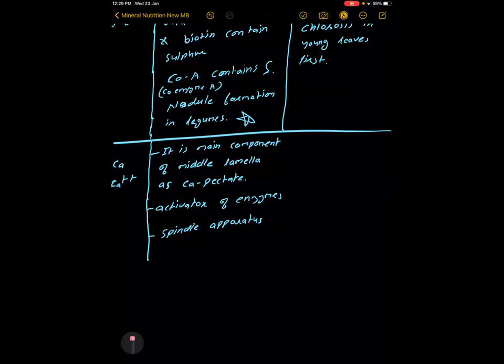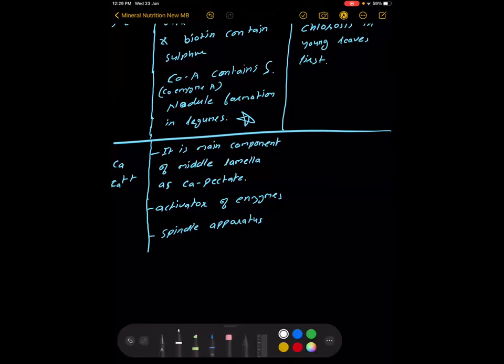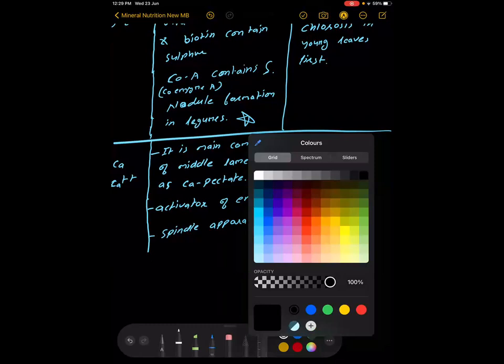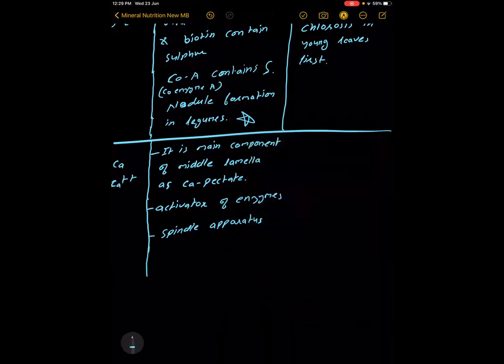So in short, for calcium: middle lamella calcium pectate, activator of enzyme, spindle apparatus, and like potassium. So what is spindle apparatus? In mitosis, microtubules are arranged as spindle fibers. During mitosis, the chromosomes that get separated are arranged at the equator. That process is mitosis. Mitosis, meiosis, cell division.